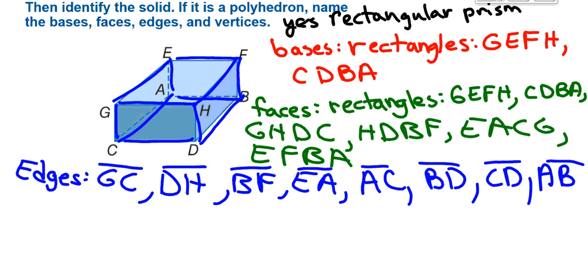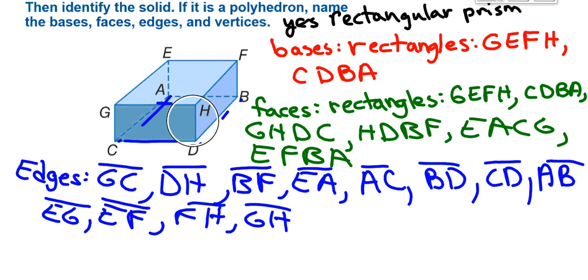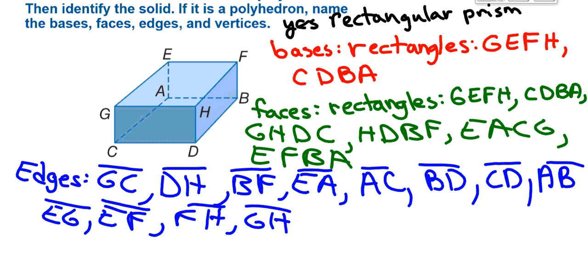Okay, segment EG, segment EF, segment FH, and segment GH. And so you'll notice I traced the box as that person was telling me those, and that helped me keep track of which ones I still had to write. But please don't write in your book as you do that. So that's just something to keep in mind.